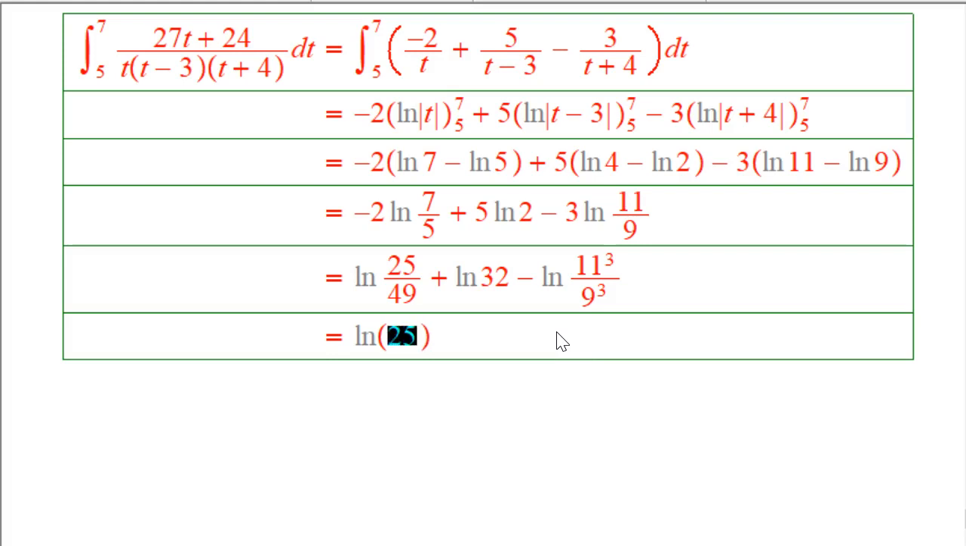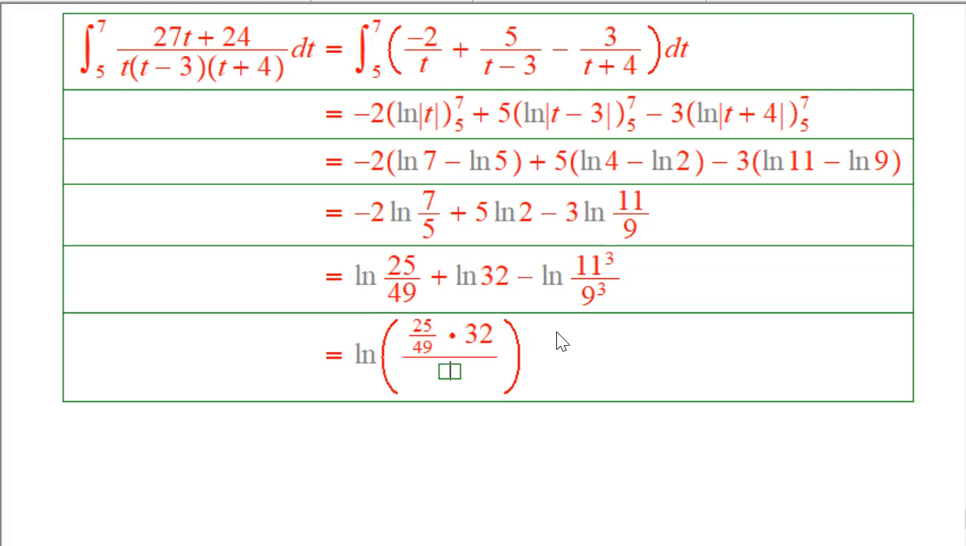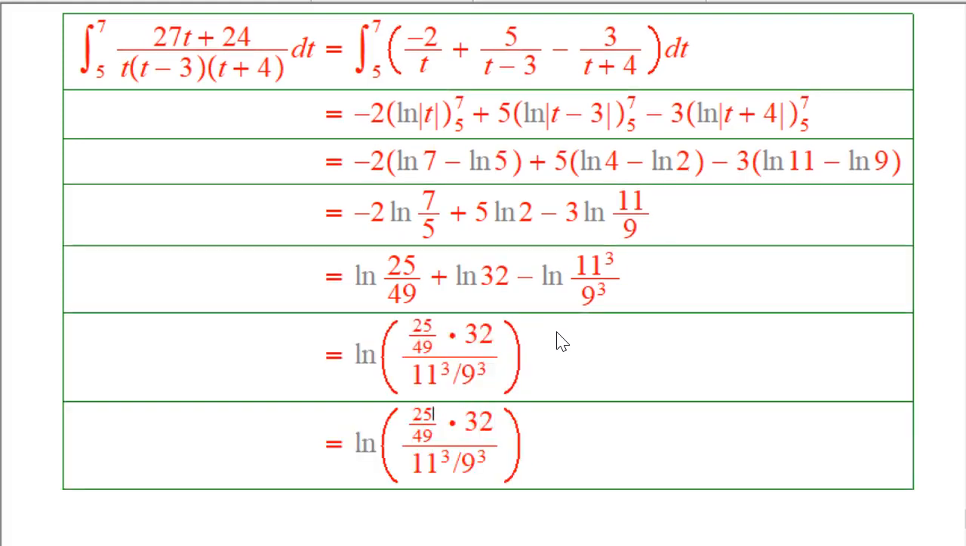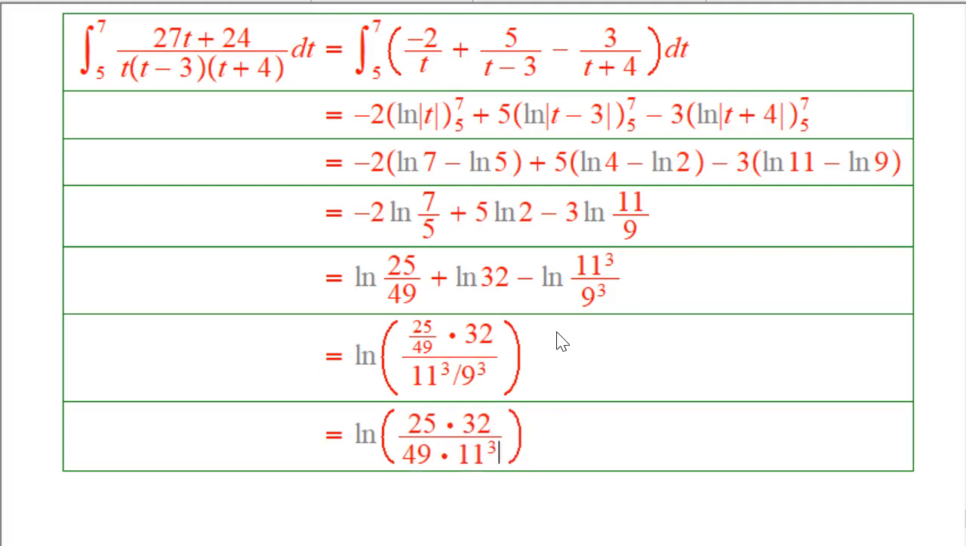25/49 times 32, and then divided by the 11 cubed over 9 cubed. And if you simplify all that, again, I'm just really showing you some practice with rules of logs. We could put the 49 on the bottom and leave the 11 cubed on the bottom, but put the 9 cubed on top. And I don't think it simplifies particularly well. Okay. If you want a number, here it is.